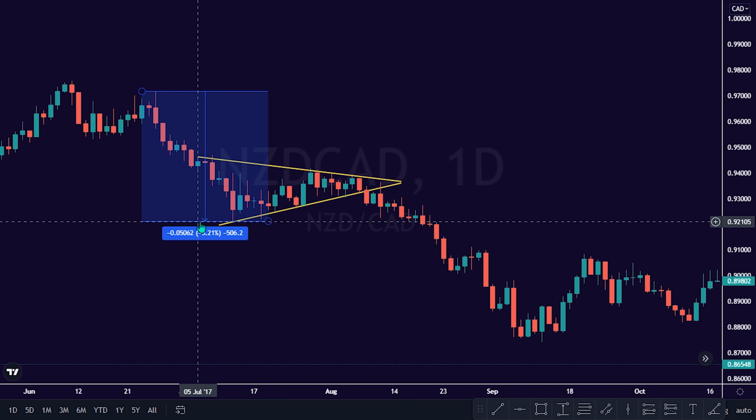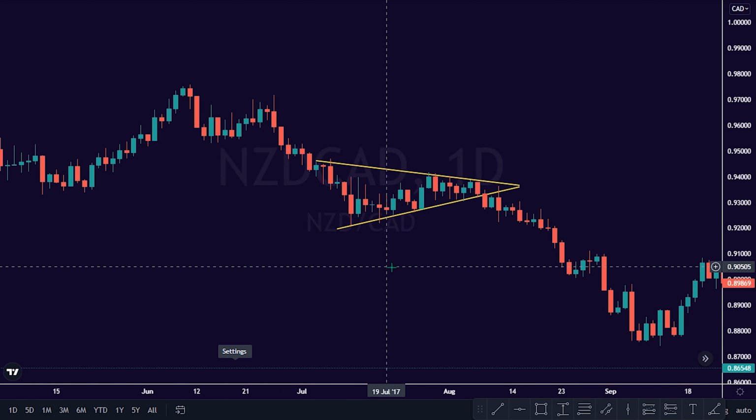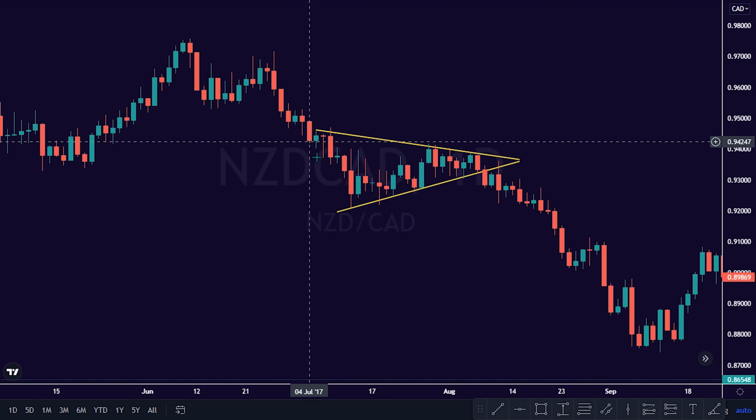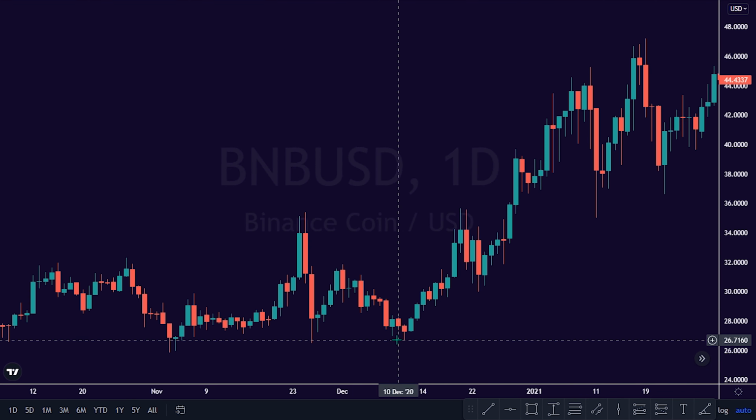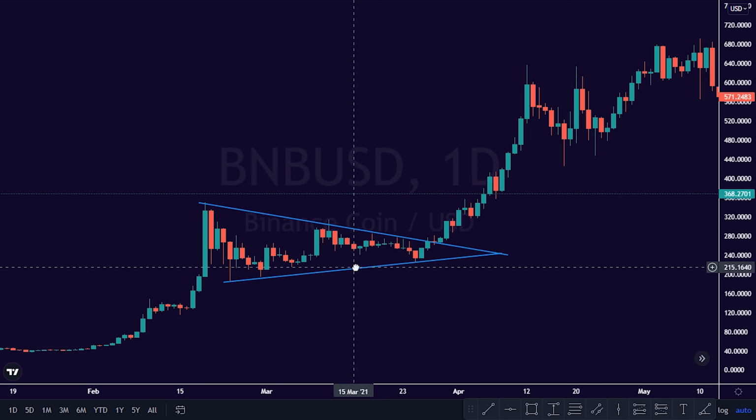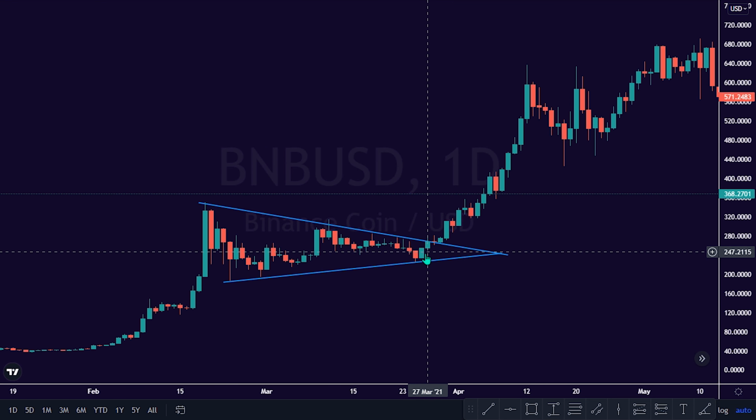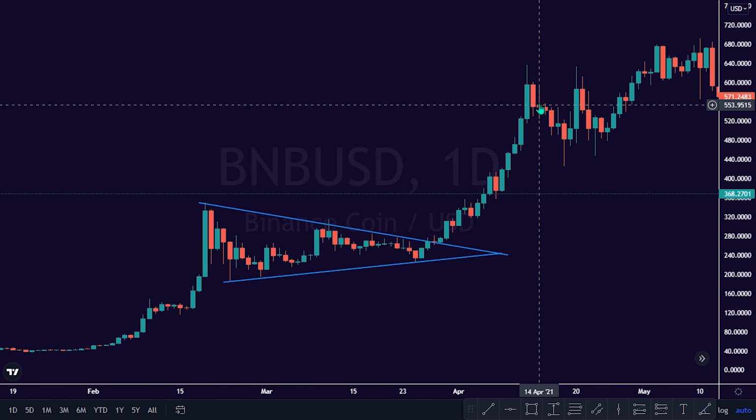This is how to implement the pennant chart pattern trading strategy for the continuation of trends in the market. Also, make sure you trade the pennant patterns in the direction of the trends on the higher time frame.